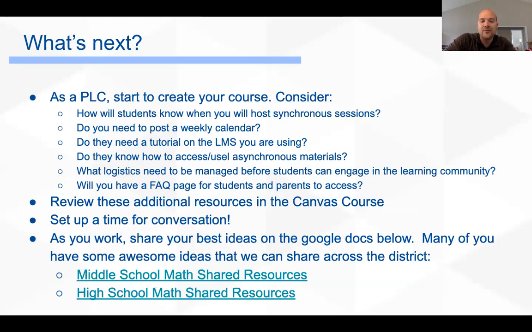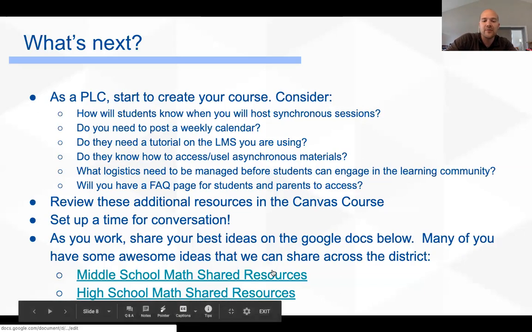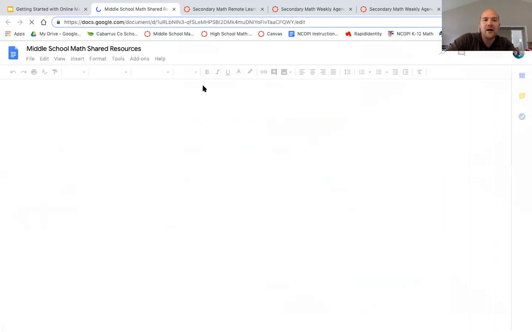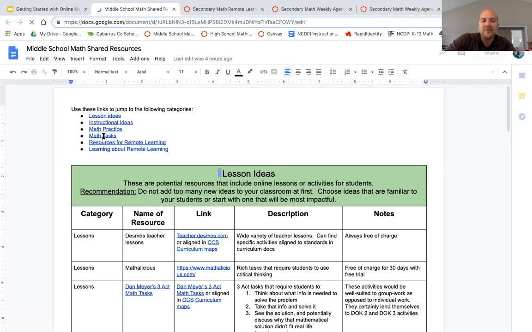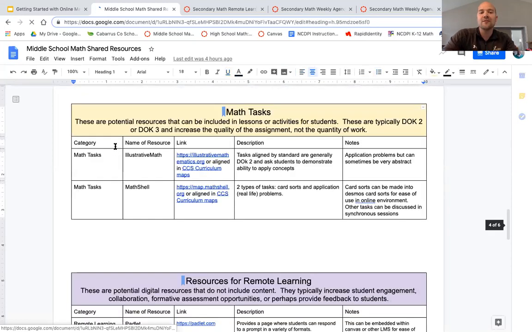I did also create 2 links where you can click and share resources. So I've begun 2 documents. This one's middle school and the other one's high school, where I've created some big bucket ideas. So I've got lesson ideas, instructional ideas, math practice, math tasks, resources. If you click on that, it should jump straight down to that bookmark. And then again, this is where I couldn't decide, do I provide all these resources or do I not overwhelm you? So I've started off with 2 or 3 ideas for each of these categories.